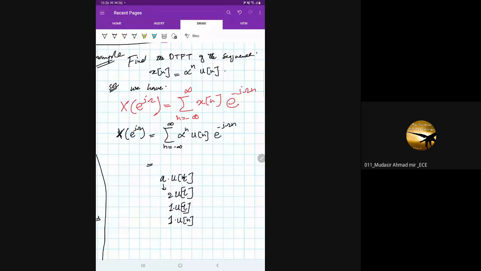By default you always take 1. So u of n is 1 now. So my equation will become the sum from n equal to minus infinity to plus infinity of alpha raised to power n e raised to power minus j omega n.